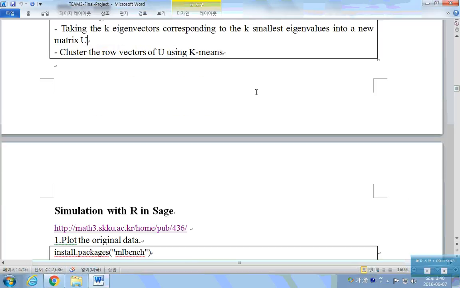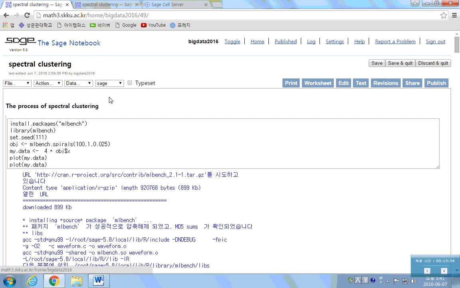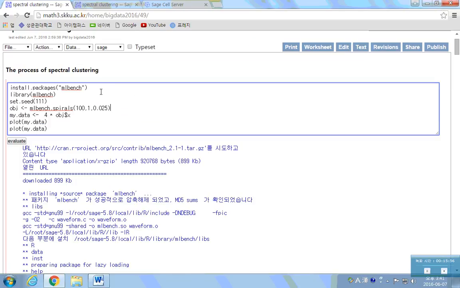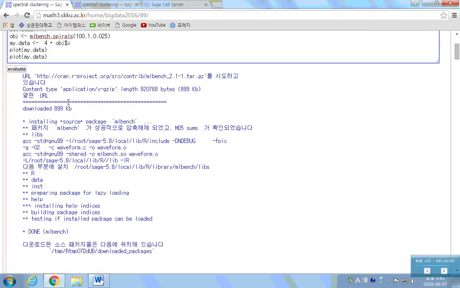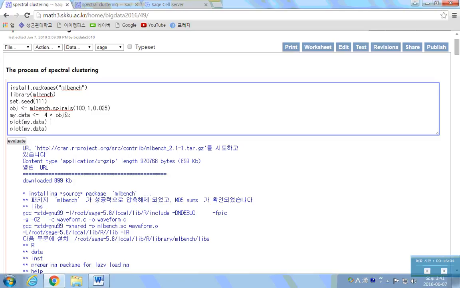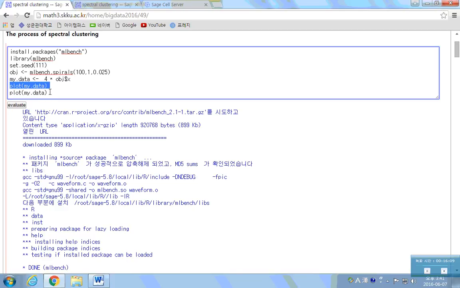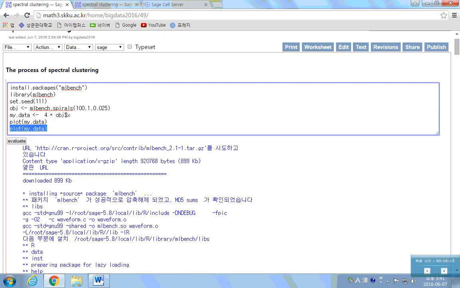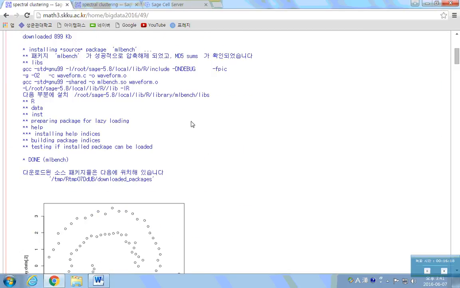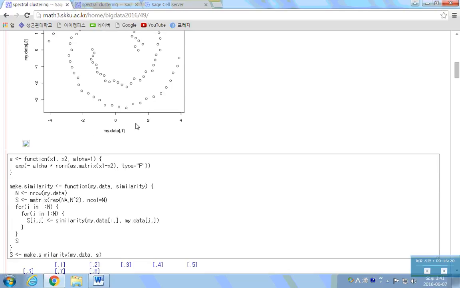So now let's see the simulation with R, which I did in Sage. First, we should install this package, and here we show the data, plot the data. But in Sage there's some problem. If you just put one plot, then the graph doesn't come. That's why I put it two times. Yeah, it comes well.